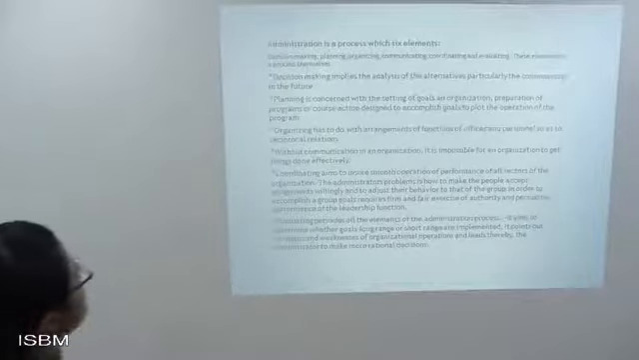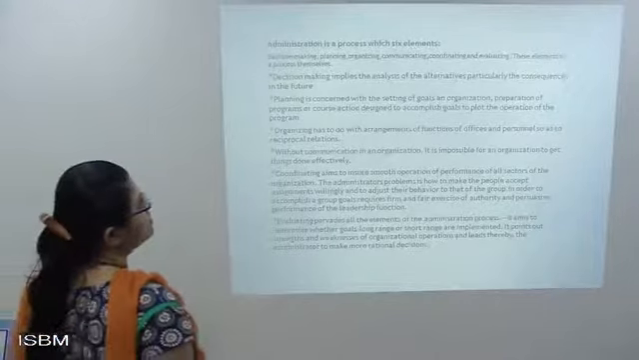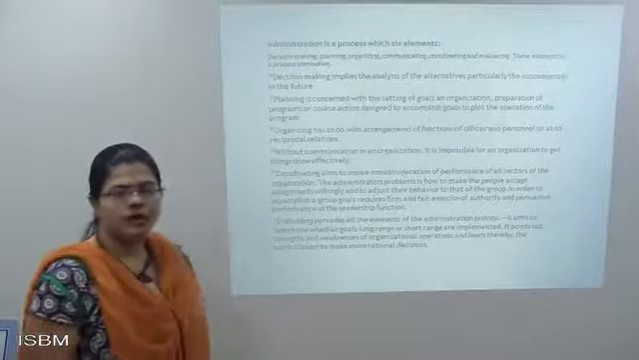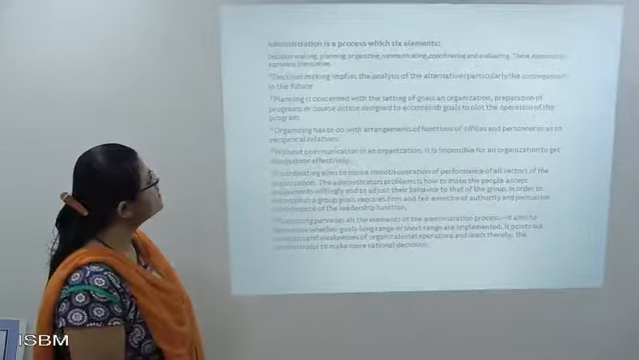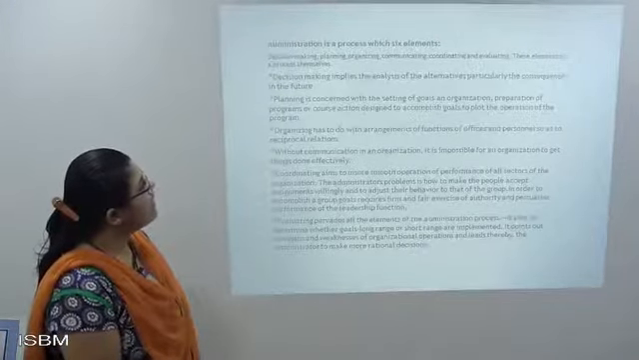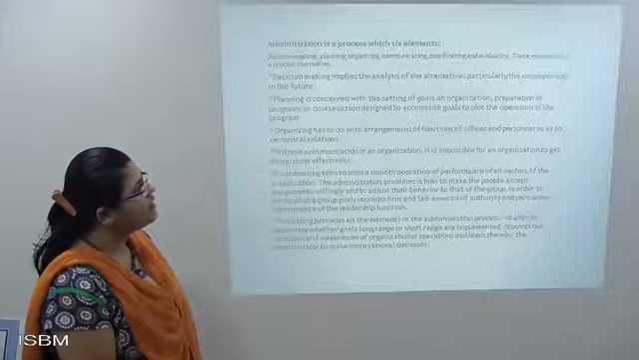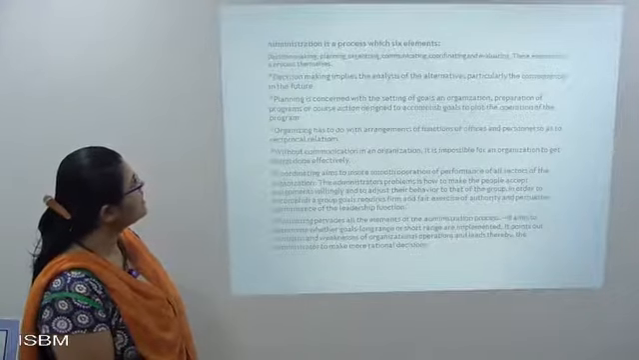Now, administration is a process with 6 elements. When we use the word administration, it is a process of 6 elements: decision making, planning, organizing, communicating, coordination and evaluation. These are the processes themselves.